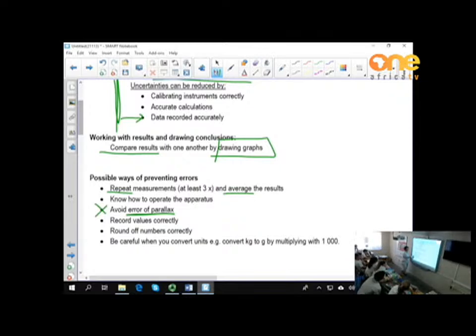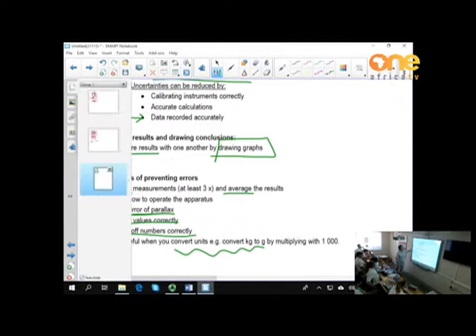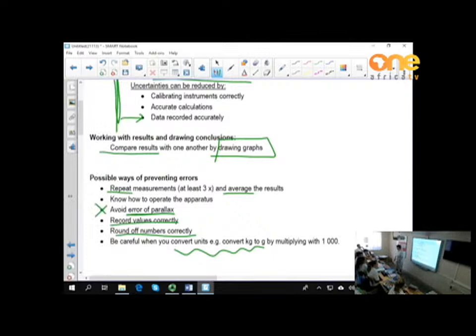Then record values correctly. I'm not going to say much more about that. And round off numbers correctly. You can't be more accurate than the instrument. Be careful when you convert units, converting kilogram to gram, multiplying with 1,000, converting cubic meters to cubic decimeters. You must know how to do that so that you don't make errors with that. Okay, that is the end of this whole topic at this point.